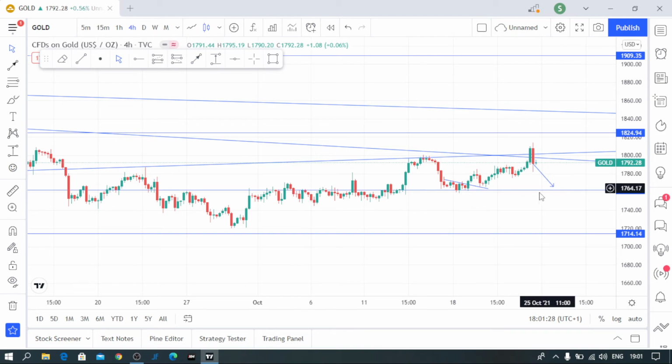For now we'll have to wait and see how the market opens, because then we will take it from there.